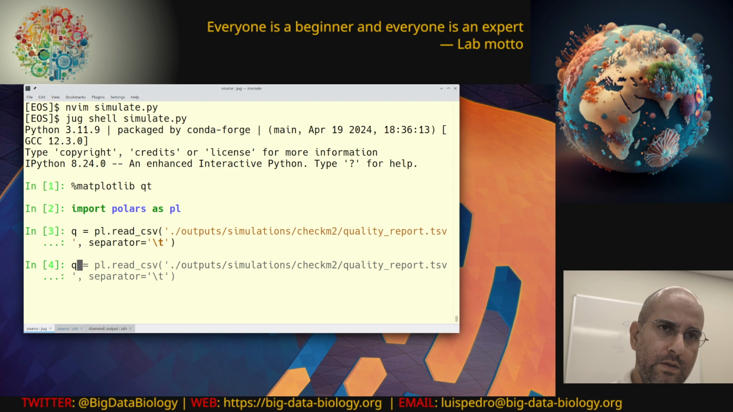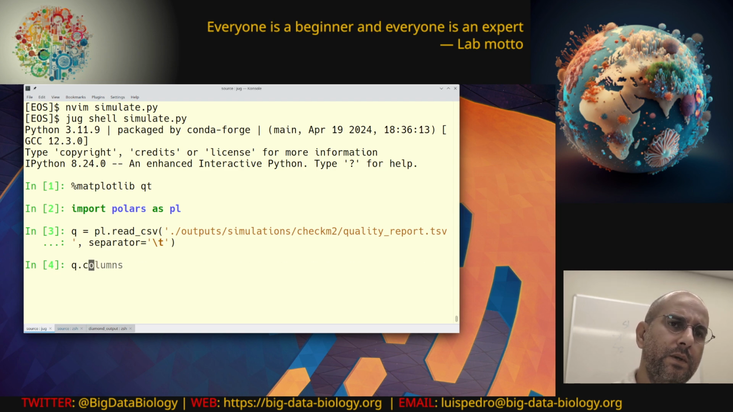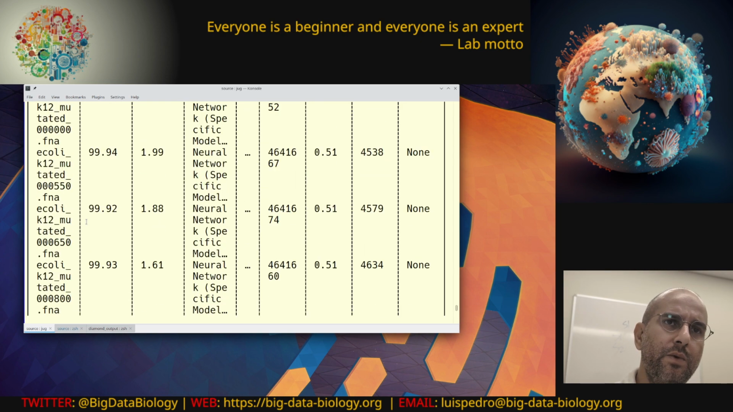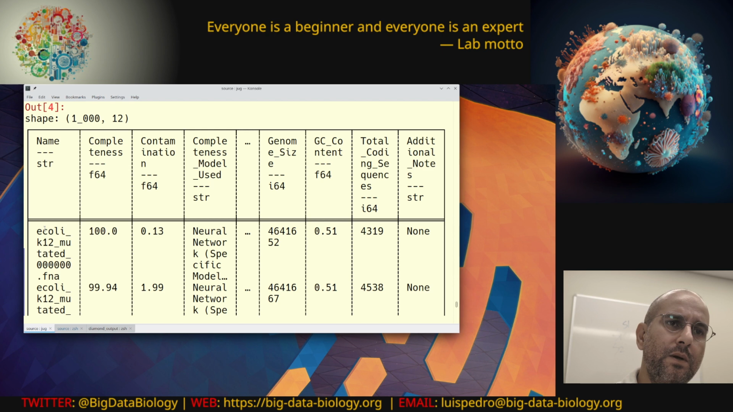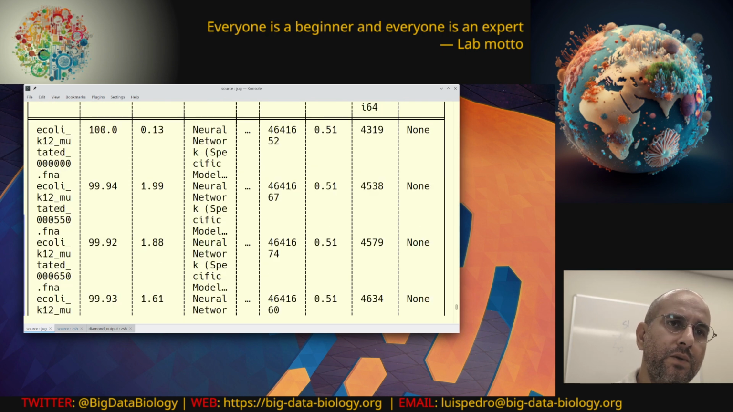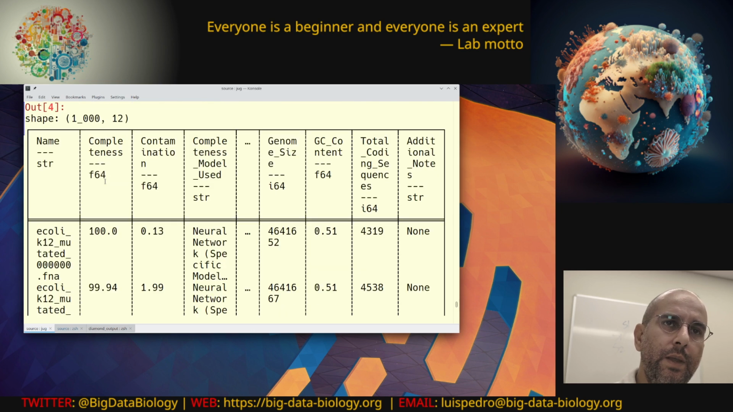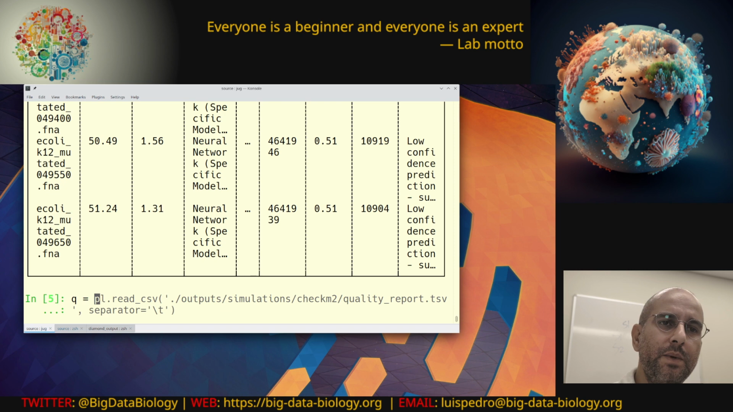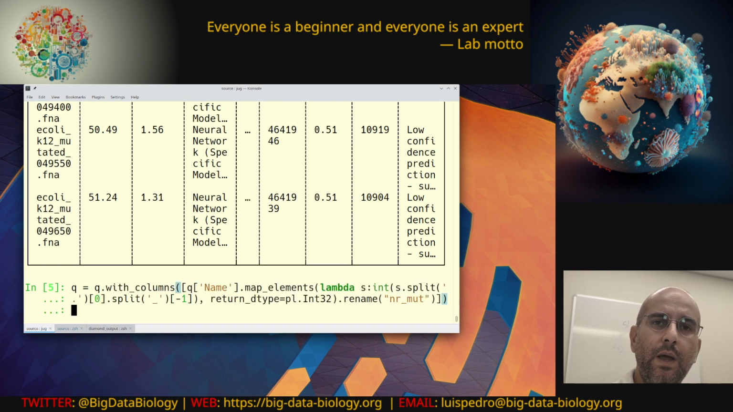Here you can see what this quality report looks like. Here's the E. coli K12 mutated 0000, where this is the number of mutations, and the completeness is 100. I'm just going to make this a little bit easier to read now.